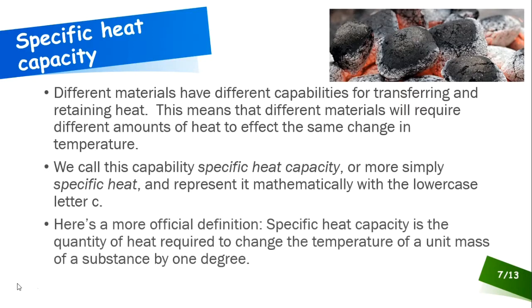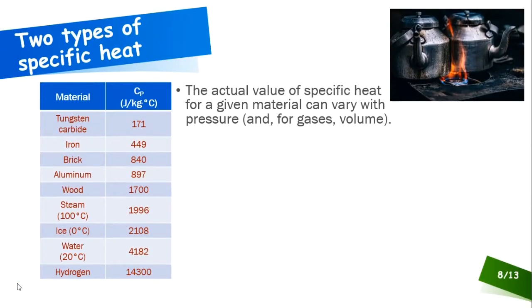The more official definition is the quantity of heat measured to change the temperature of a unit mass of a substance by 1 degree. But if you look at the official definition, we're talking about the same thing. Conceptually, it's the same thing. How much heat do you need to change a set amount of mass, a set temperature difference? Here in the table, you can see the specific heat for all sorts of different types of materials.